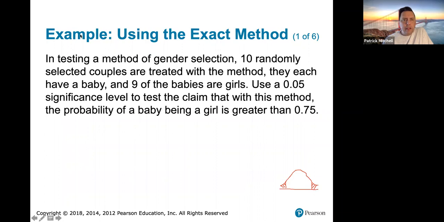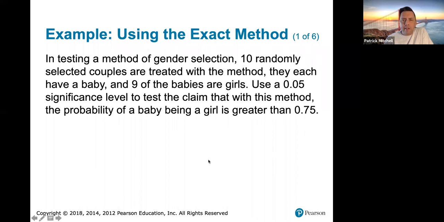All right, so here's an example. In testing a method of gender selection, 10 randomly selected couples are treated with the method. They each have a baby, and 9 of the babies are girls. Use a 0.05 significance level to test the claim that with this method, the probability of a baby being a girl is greater than 0.75. So maybe the people who developed this method are claiming that it's more than 75% effective for people who want to have girls. So we're testing that using 10 randomly selected couples.